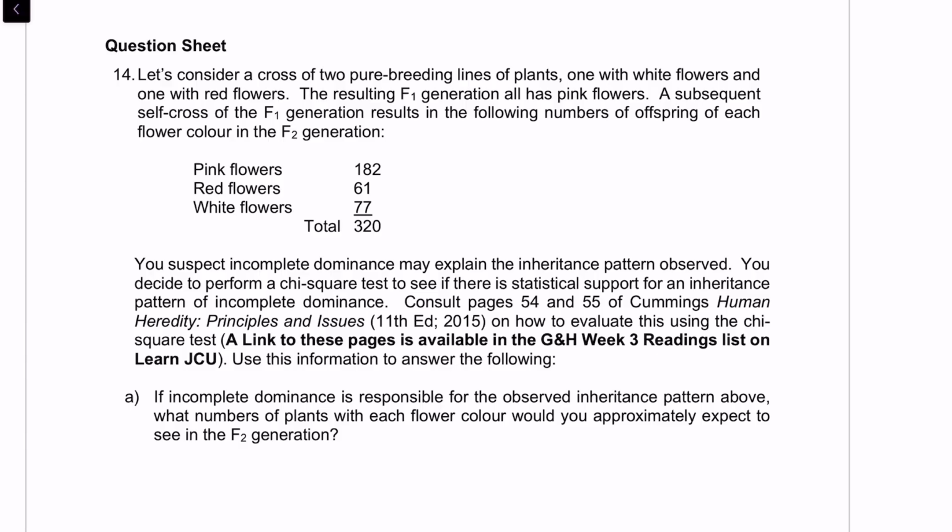Question 14. So we have 2 pure breeding lines of plants, one with white flowers and one with red flowers. The resulting F1 generation all has pink flowers. Okay, and then a subsequent self-cross of the F1 generation results in the following numbers for these offspring.